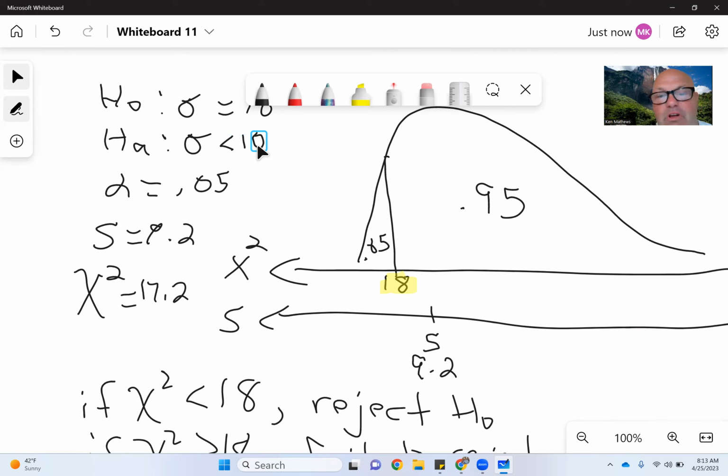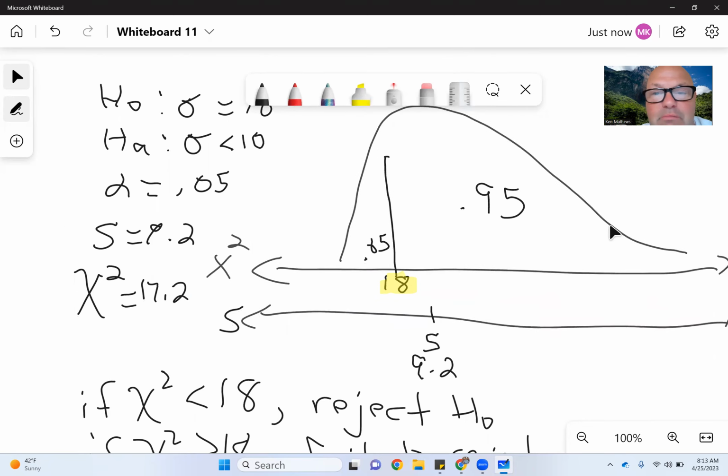Okay, so now it doesn't matter whether it's a left-tailed test or a right-tailed test or a two-tailed test. It doesn't matter if we're testing the standard deviation, the proportion, or the mean. We're always going to have tails, and the tails are defined by the critical values, and we're always going to have a test statistic. And if the test statistic falls in the tail, we reject the null hypothesis. If it doesn't, we fail to reject.